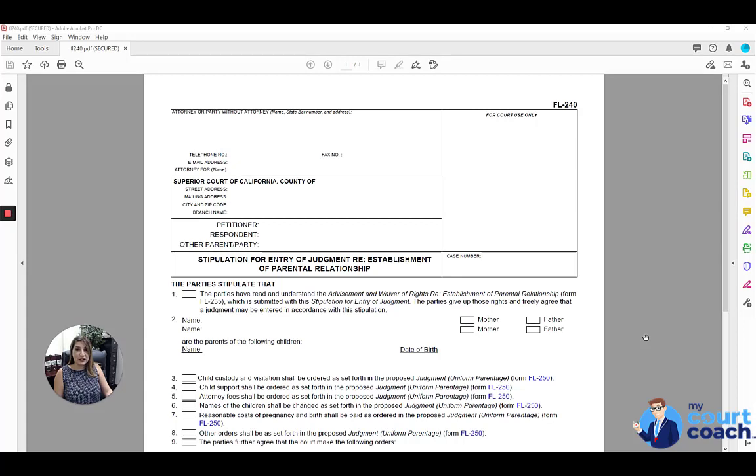I'm Sarah and I'll be your instructor today as we talk about the stipulation for entry of judgment regarding establishment of parental relationship, also known as FL-240. As with all our court forms, you want to fill in your identifying case caption information at the top.